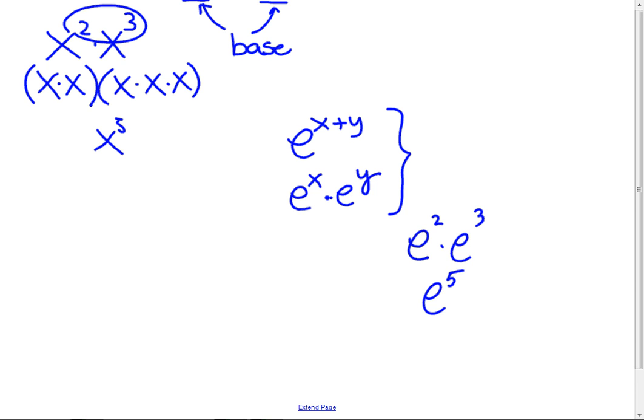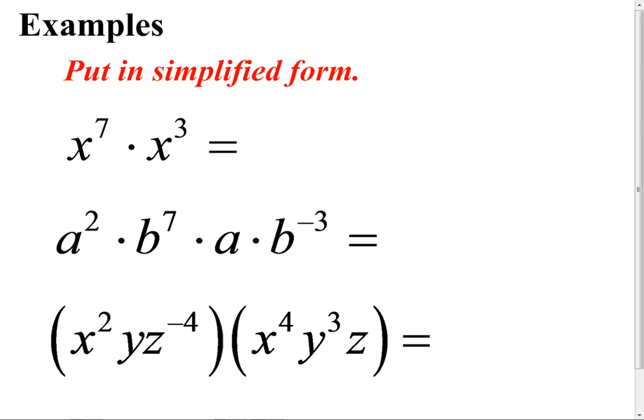Okay. Here, let's do these. Uh-oh, we have some negative exponents. Okay, shh. You want to come up and do one? What's the first one? X to the 10th.